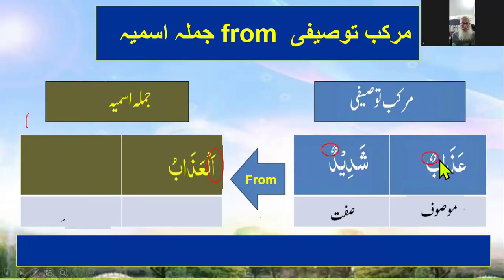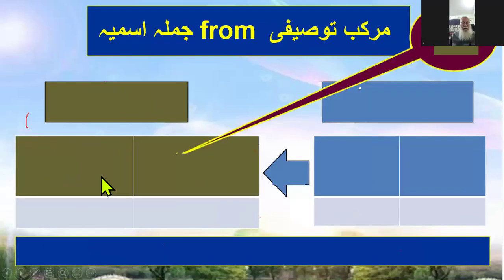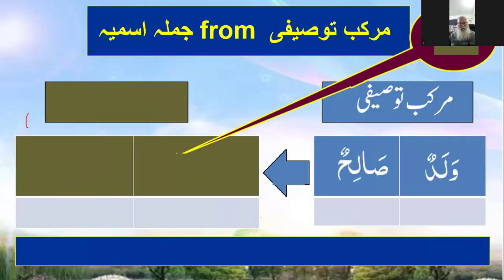Al-azabu. Azabun has tanween; when we put alif lam, the tanween goes. Al-azabu. And shadidun is already a nakira. So al-azabu is the mubtada, shadidun is the khabar. So it becomes a jumla ismiya. Then we can also add something before that compound. Waladun salihun. Waladun is the mawsuf, salihun the sifa. So it's a murakkab tawsifi.